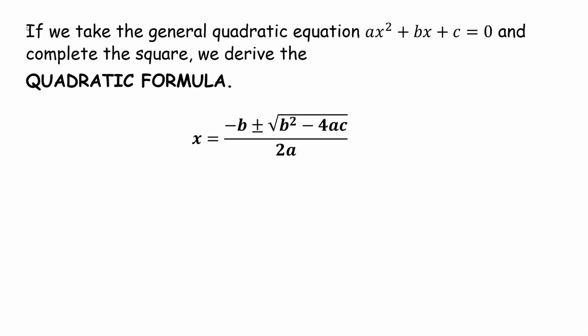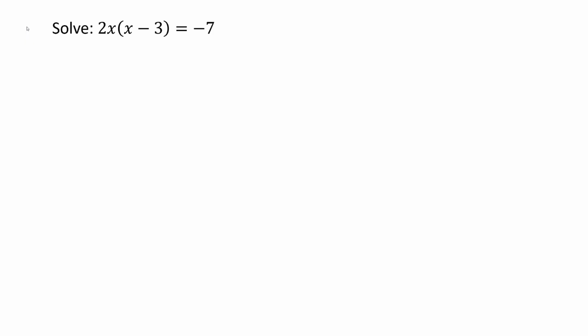Okay, so we talked about how if you take the general quadratic equation ax squared plus bx plus c equals 0 and you complete the square with that, you derive the quadratic formula, which looks like this. Now we're just going to look at a problem where we apply the quadratic formula, we use it to solve a quadratic equation. So you've got 2x times x minus 3 equals negative 7.